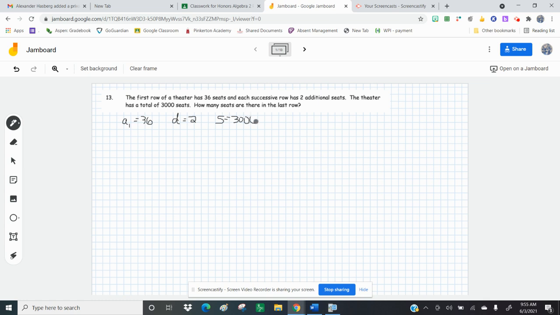And how many seats are there in the last row? So what they're asking you for is A of n. But the other thing that you don't know, you also don't know what n is. So those are 2 variables that we don't know.